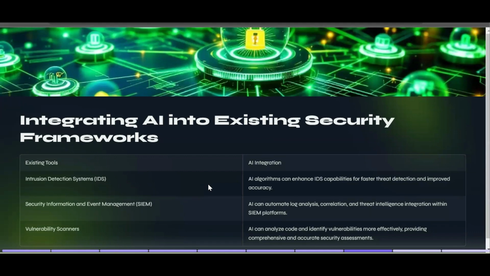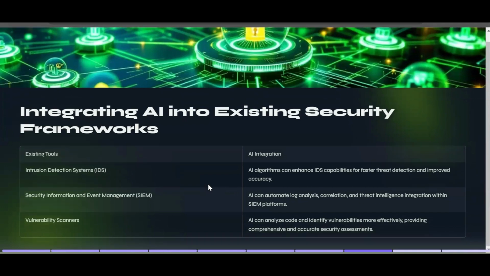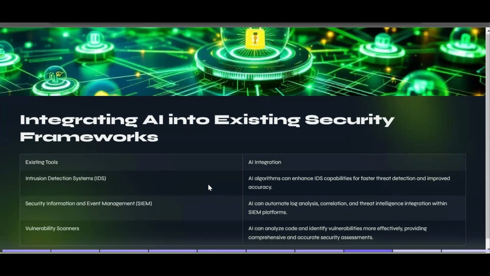Then it comes down to the SIEM, security information and event management. AI can automate log analysis, correlation and threat intelligence integration within SIEM platforms. Then vulnerability scanners. AI can analyze code and identify vulnerabilities more effectively, providing comprehensive and accurate security assessments. So these are some of the tools AI can embed into, making them more powerful and enhancing their capabilities.